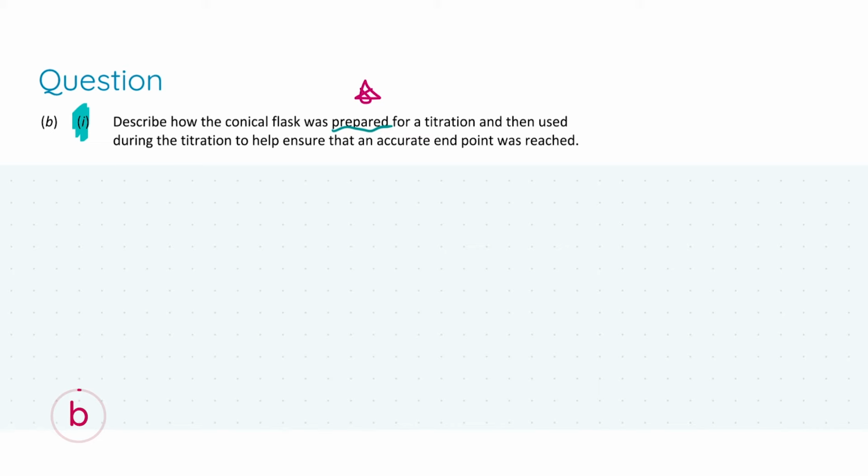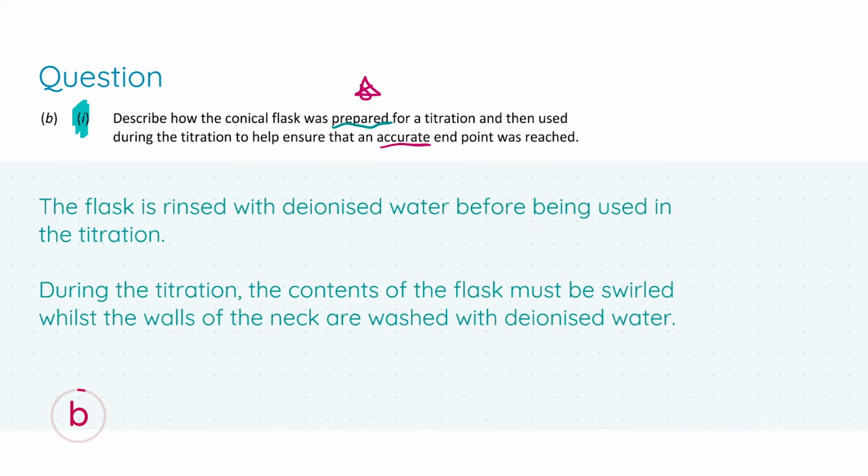And then we're asked to explain what was done to ensure that an accurate kind of endpoint was reached. So this means that we're going to need to first explain what was done to make the conical flask ready to be used. And then we have to explain what we did during the experiment to allow for an accurate endpoint to be found. Moving on to the answers to this question, we're going to first tackle how the flask must be prepared before the titration.